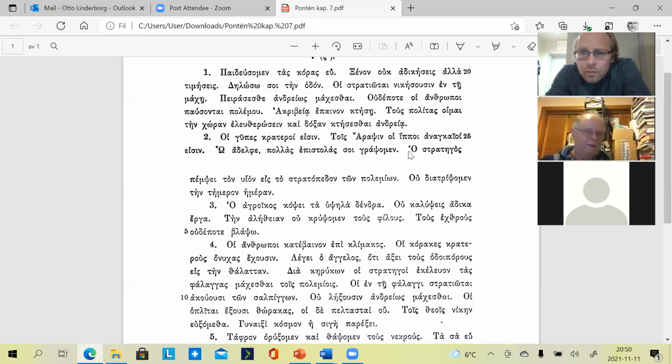Okay, then the next one is: the general will send his son into the camp of the enemy. Exactly. Just the next one then.